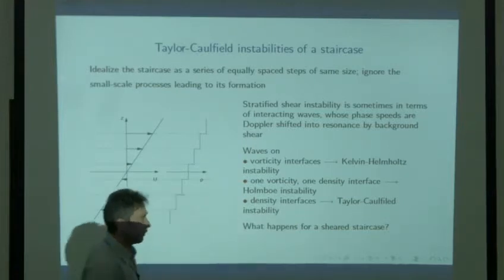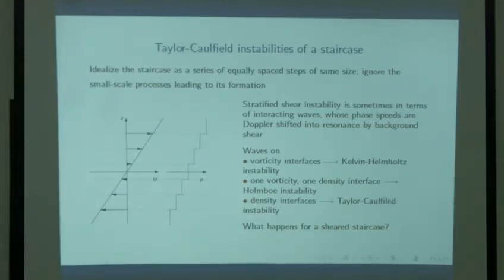That's the Taylor-Caulfield instability. We had a couple of margaritas last night, and afterwards I changed some of my slides. So you'll see that momentarily.